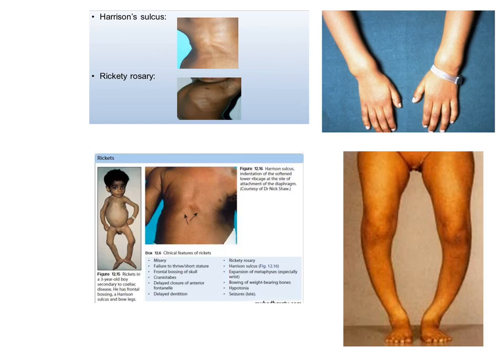This is another picture for the Harrison sulcus because of the pull of the diaphragm, and the patient will have abdominal distension because of the weak muscles of the abdomen. And this is what is called the valgus deformity of the legs. These are some of the clinical features of rickets.